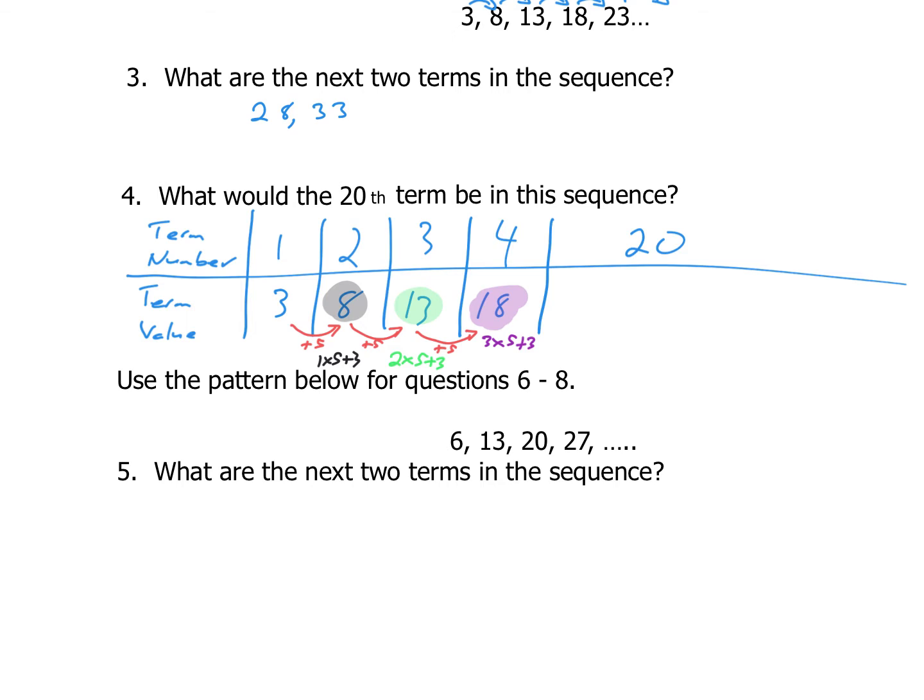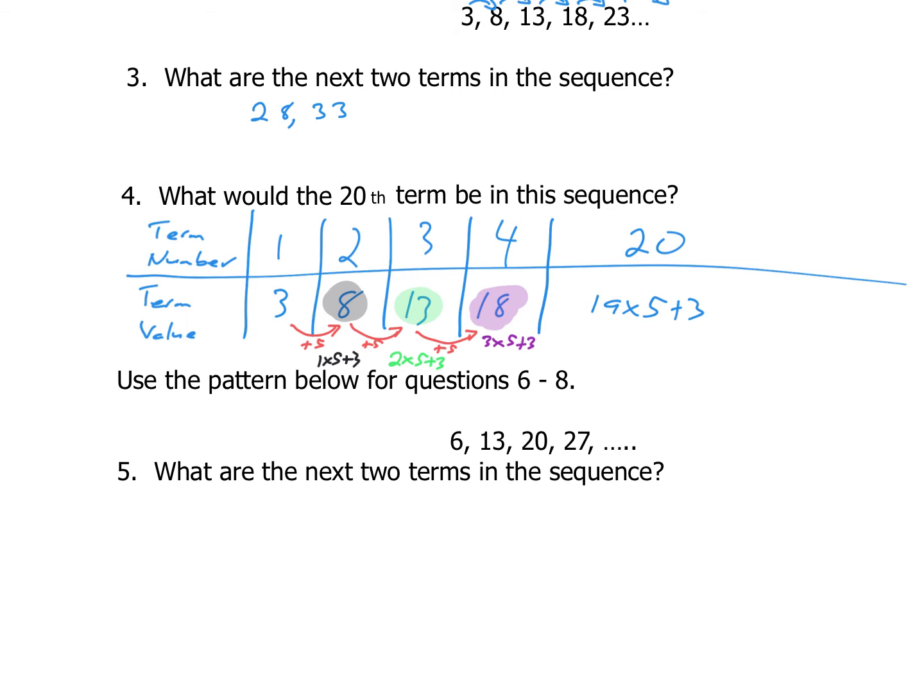So if it works for each of these cases, we can assume that it's also going to work for our 20th case. We're going to have to add a lot more groups of 5 to get there, right? If we look at all of these cases, each one will have added a 5. So by the 20th term, we will have added 5 19 times, all the way up. So we can say that it's 19 groups of 5 plus 3.